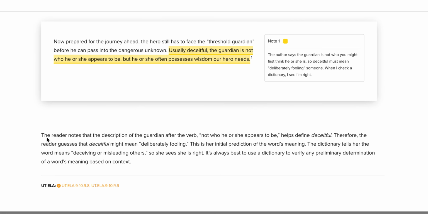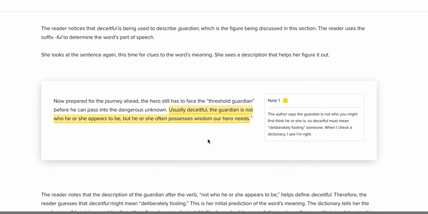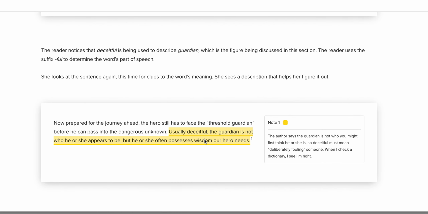Let's just finish off with this bottom part. The reader notes that the description of the guardian after the verb, not who she or he appears to be, helps to define deceitful. Therefore, the reader guesses that deceitful must mean deliberately fooling. This is her initial prediction of the word's meaning. The dictionary tells her that the word means deceiving or misleading others, so she sees that she's right. It's always best to use a dictionary to verify any preliminary determination of a word's meaning based on context. So pretty simple and straightforward, but the type of context clue that she found here is definition.